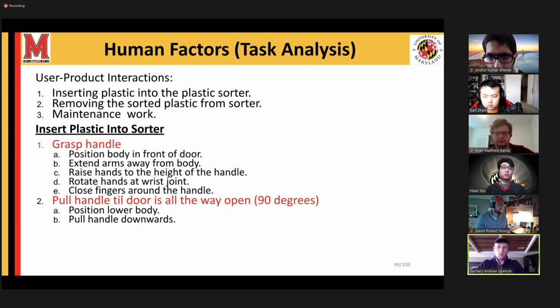All right, now we're going to go over the human factors. There are three main user-product interactions. The first being inserting plastic into the plastic sorter. Second, removing the plastic from the sorter, and third, maintenance work.